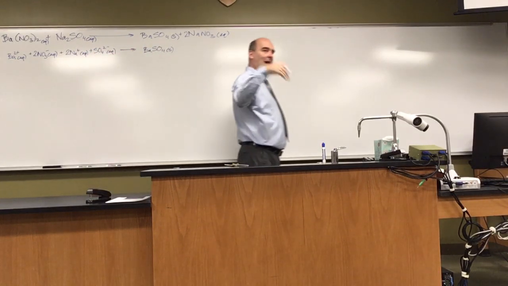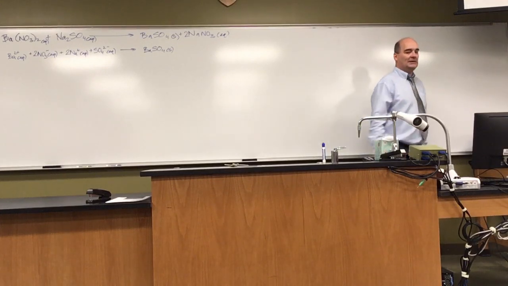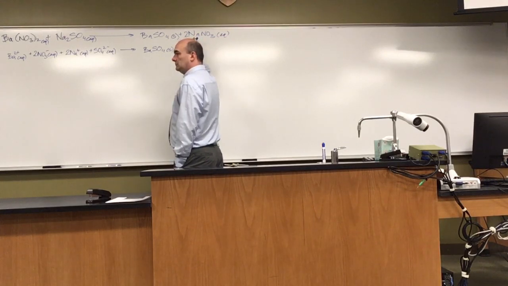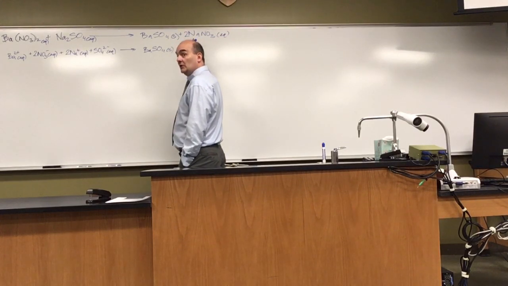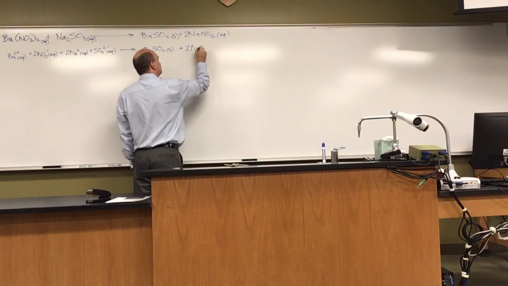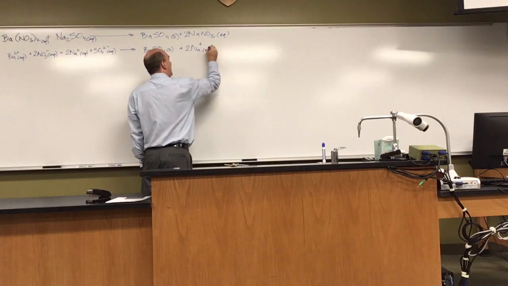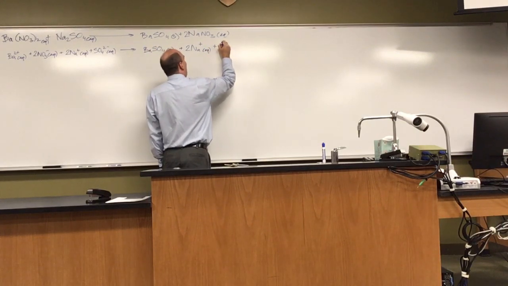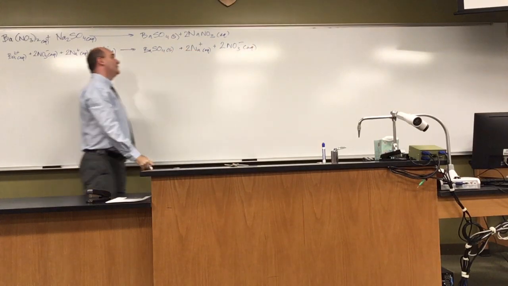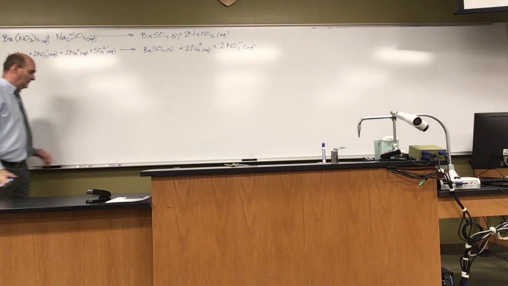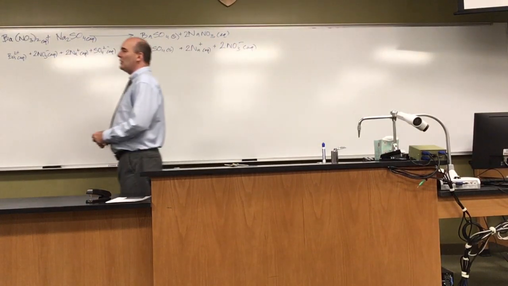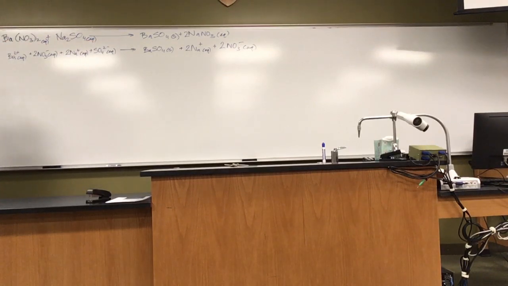It has fallen out of the solution, it has precipitated. And then I have this, sodium nitrate, guaranteed to be soluble because it's a sodium salt, and also guaranteed to be soluble because it's a nitrate. So 2 Na+ and 2 NO3-. Okay. That's the complete ionic. That is everything that is swimming around inside the flask right now.